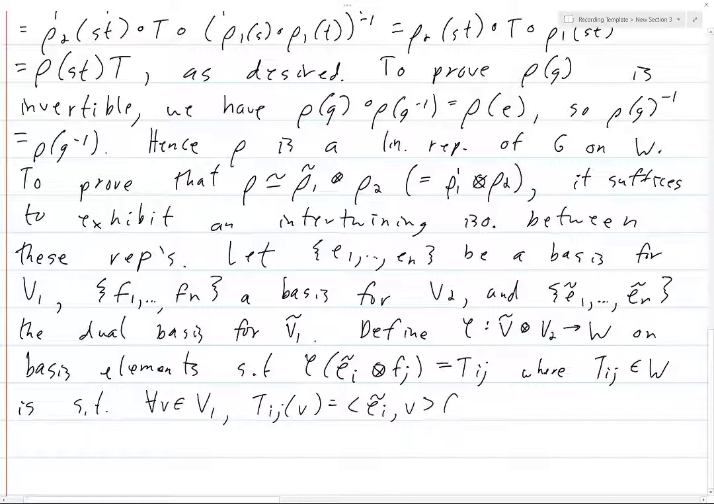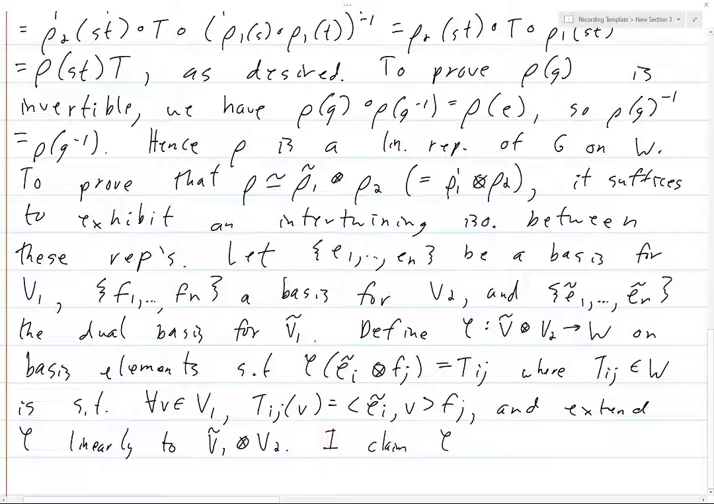And a lot of this stuff is going to come from problem 2.3. This is one of them, using these angular brackets to refer to the evaluation of the functional E_i tilde at the element v. That's just what that means. Okay, so that's how we define phi on basis elements, and extend phi linearly to V1 tilde tensor V2. I claim phi is an intertwining isomorphism.